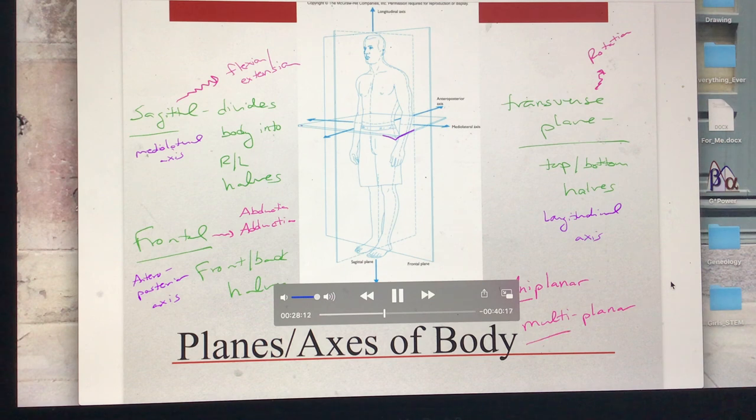We have motions happening in all three planes. So be able to give an example of an activity that happens primarily in one plane, but also have the understanding that a lot of our sporting motions, a lot of our everyday motions are multi-planar. We're moving limbs and the body in all sorts of planes. All right.